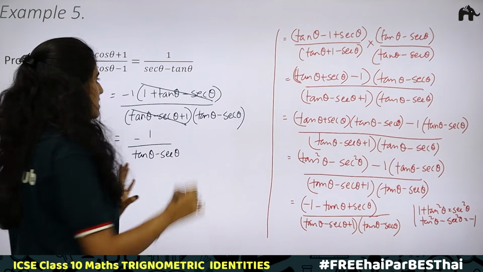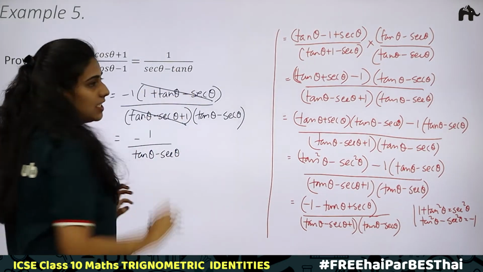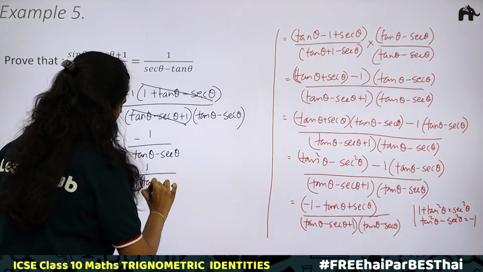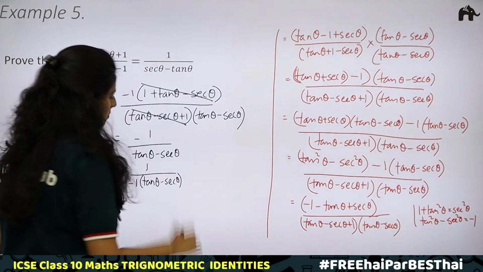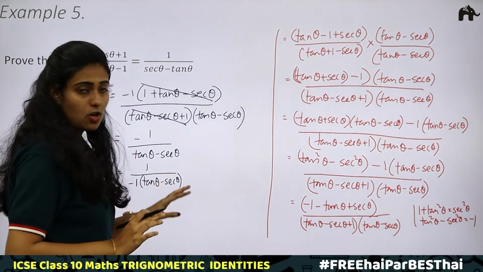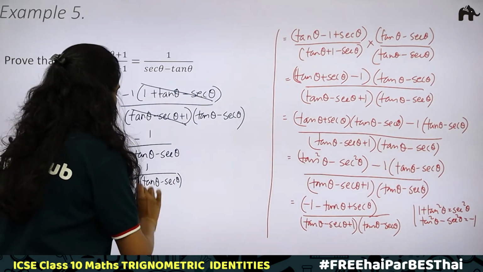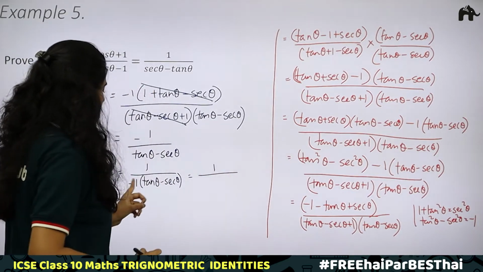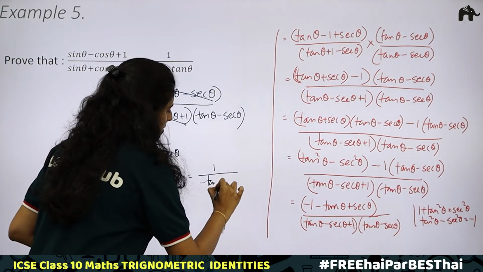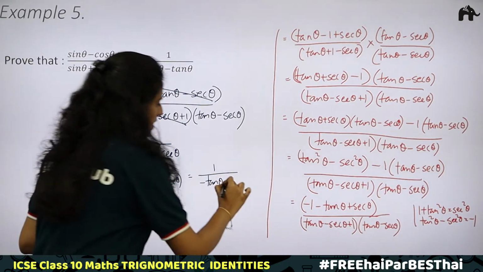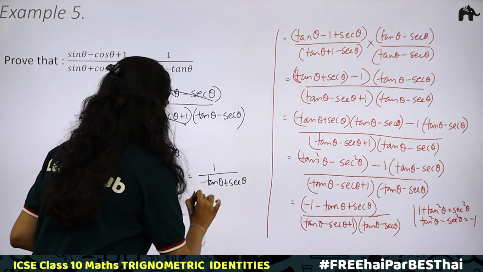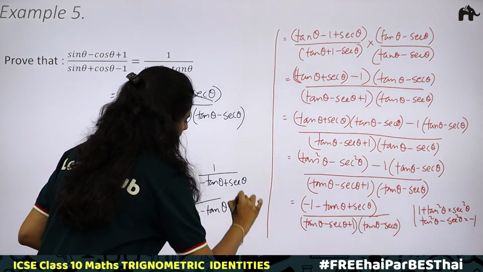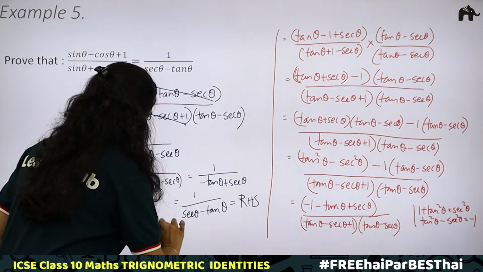What do we have in the right hand side? It is 1 by sec theta minus tan theta. This can be written as 1 by minus 1 into tan theta minus sec theta. Okay, negative sign usually we don't keep in the denominator and we take it to the numerator. Now in order to rearrange this, I am taking this negative sign to the denominator. Then we get 1 by minus tan theta minus of minus plus sec theta. Or this is equal to 1 by sec theta minus tan theta. So this is the required right hand side and we have proved.